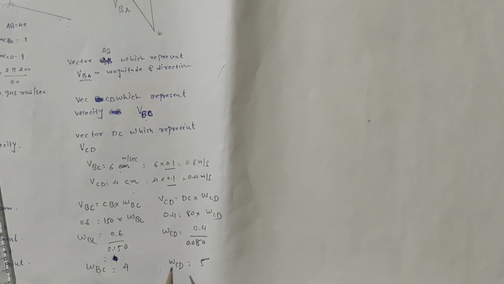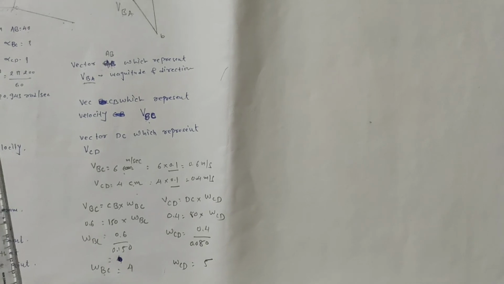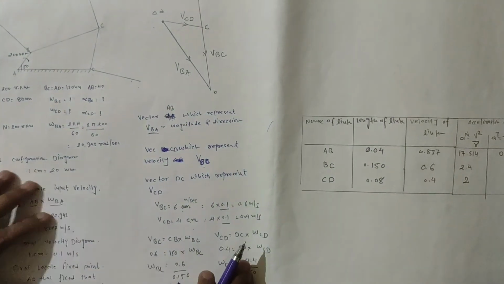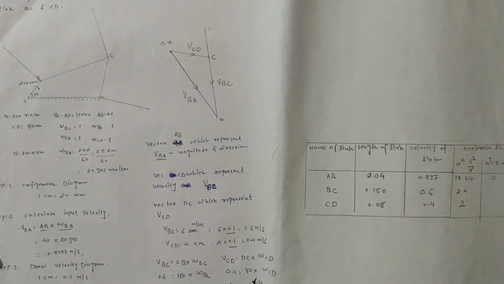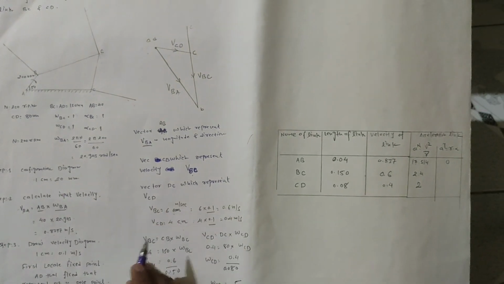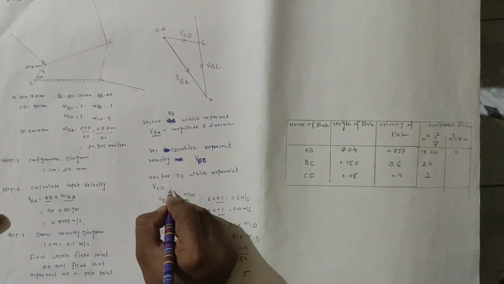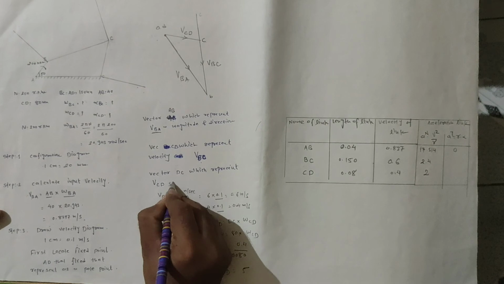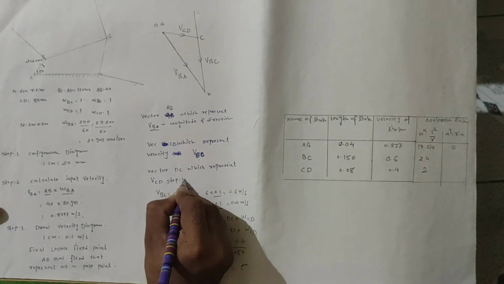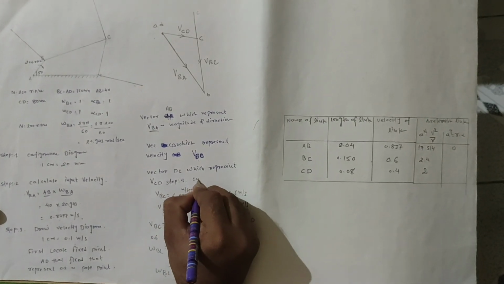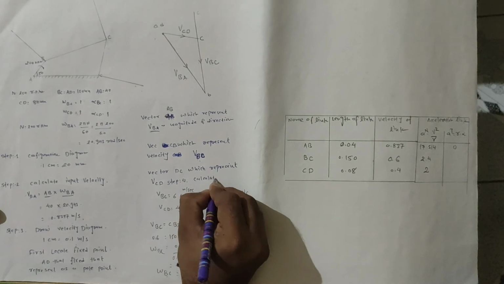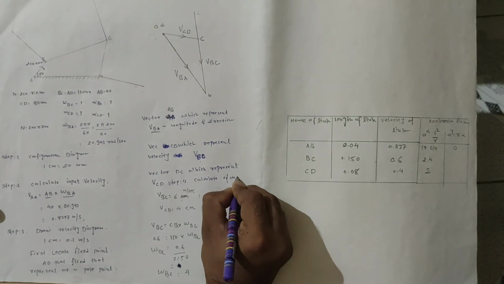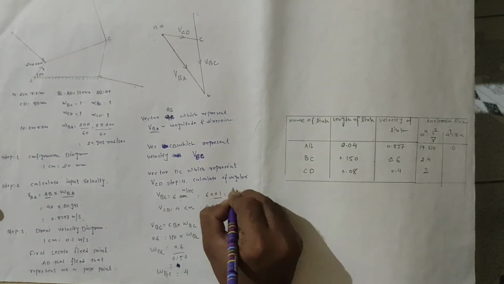Here we have to complete the velocity diagram, and find out the angular velocity of BC and angular velocity of link CD. So here we have to completely study the velocity diagram and its calculation. Here one point is remaining. From this, it may be considered as step 4, that is, calculation of angular velocities.